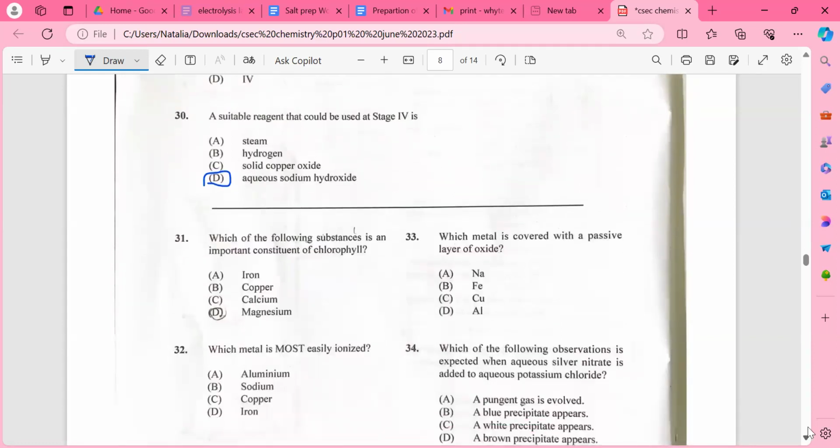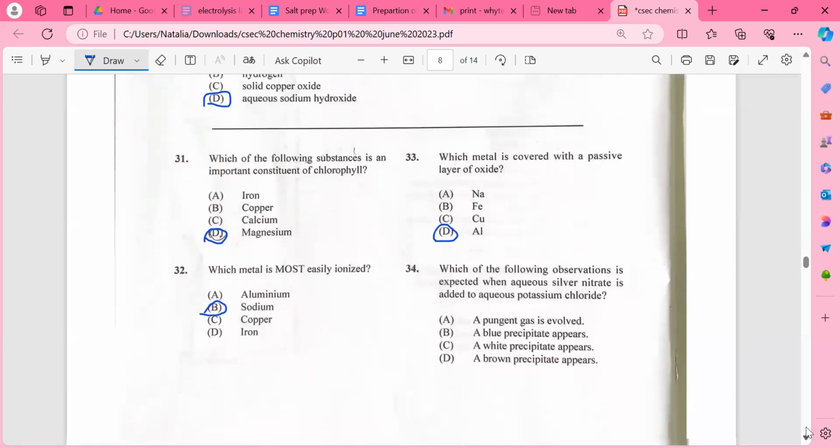Which of the following substances is an important constituent of chlorophyll? So that's going to be magnesium. Which metal is most easily ionized? So it's going to be the one highest in the reactivity series, which is sodium. Which metal is covered with a passive layer of oxide, meaning passive layer means it's inert, so it's going to be aluminum. Aluminum oxide.